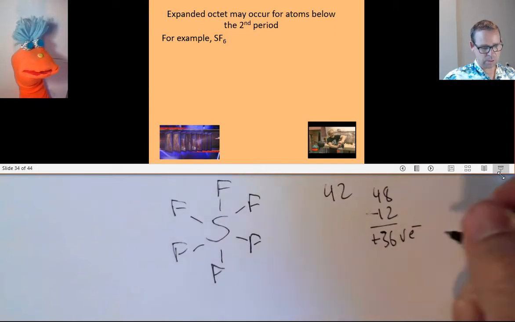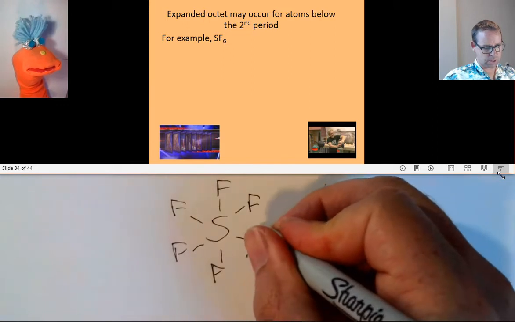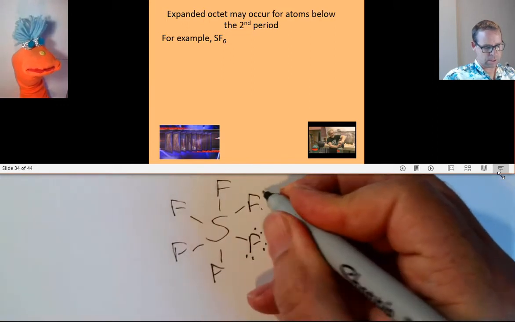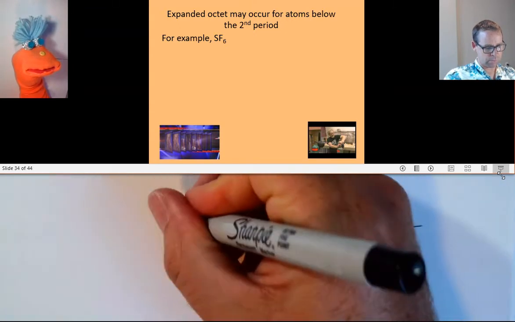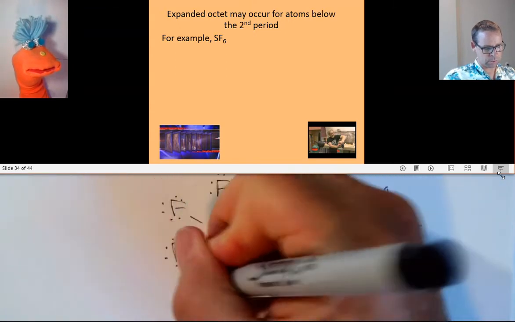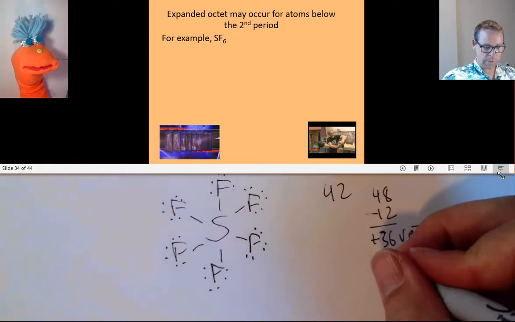36 valence electrons. Each fluorine is going to need 6. Very good. 1, 2, 3, 4, 5, 6, 7, 8, 9, 10, 11, 12, 13, 14, 15, 16, 17, 18, 19, 20, 21, 22, 23, 24, 25, 26, 27, 28, 29, 30, 31, 32, 33, 34, 35, 36. There we go. There's our structure. We're out of valence electrons.